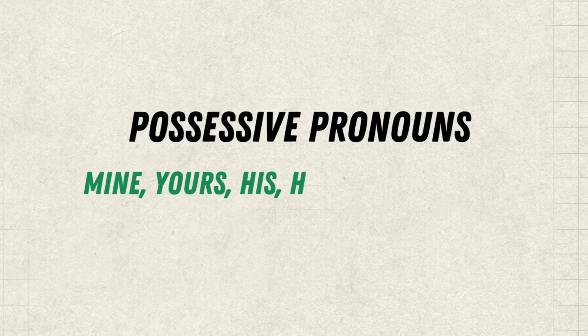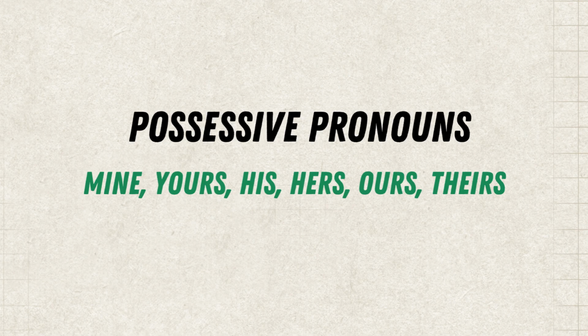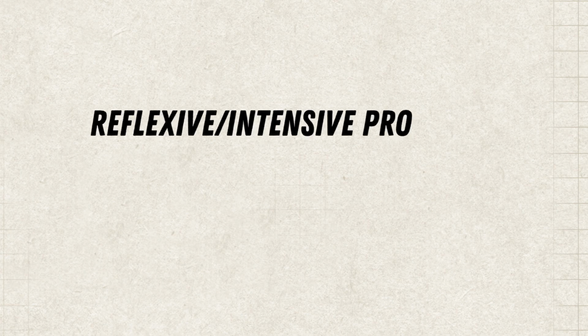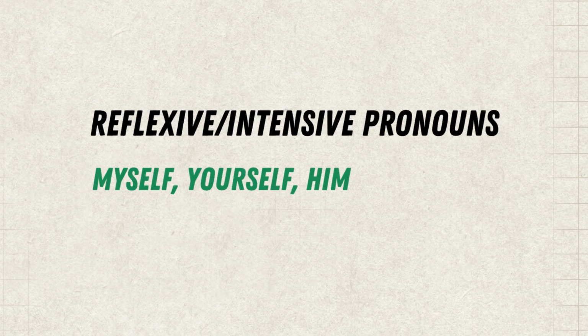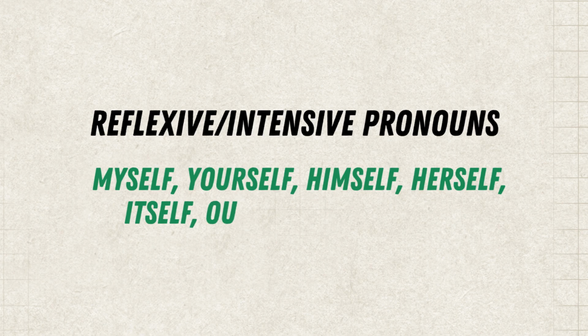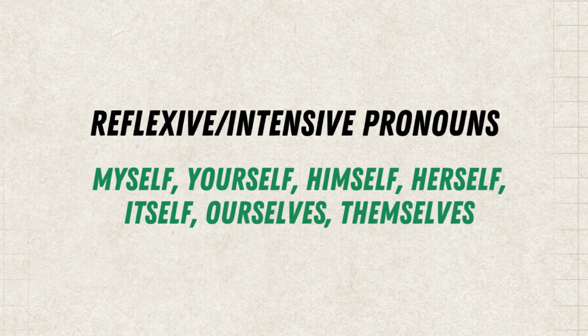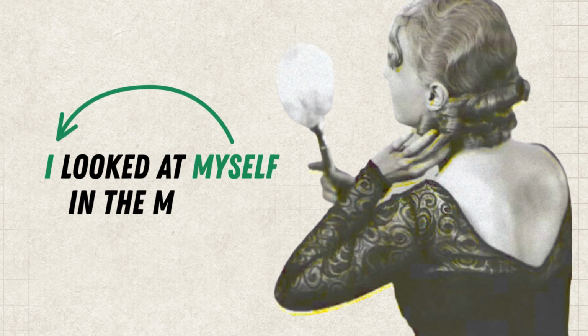Possessive pronouns, including mine, yours, and hers, which encode ownership. Reflexive and intensive pronouns, including herself and themselves, which we use when the subject and object refer to the same thing in a sentence. For example, I looked at myself in the mirror.